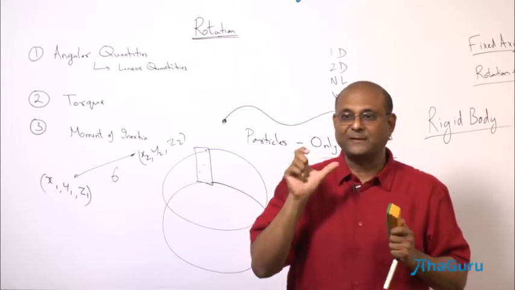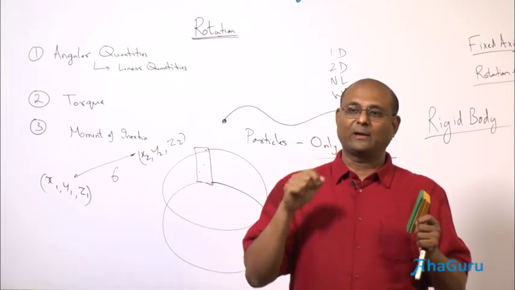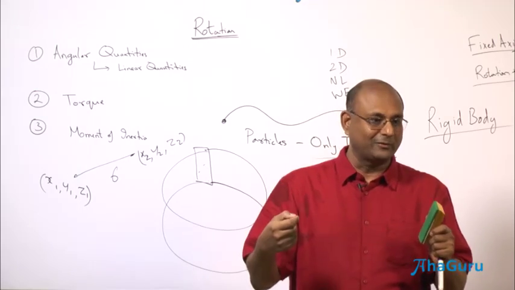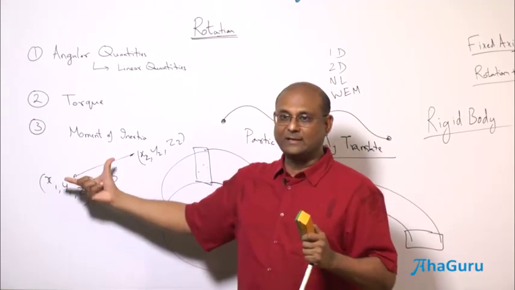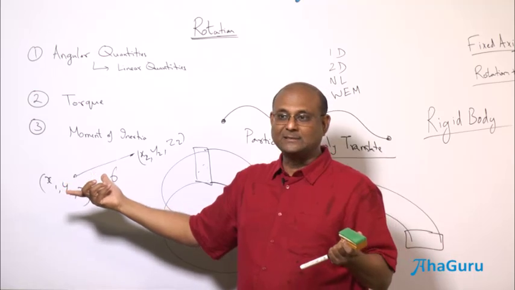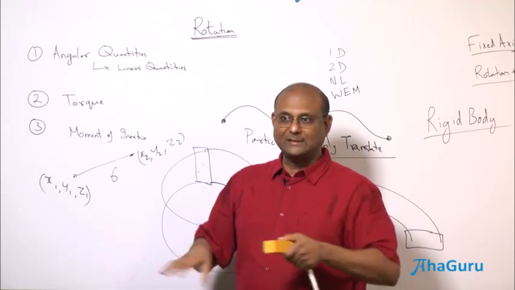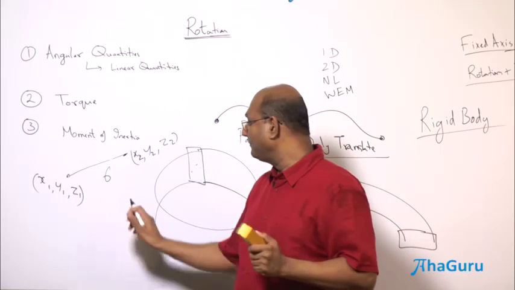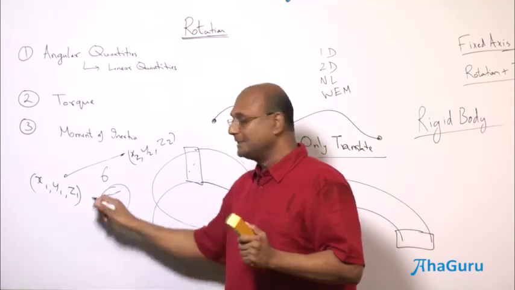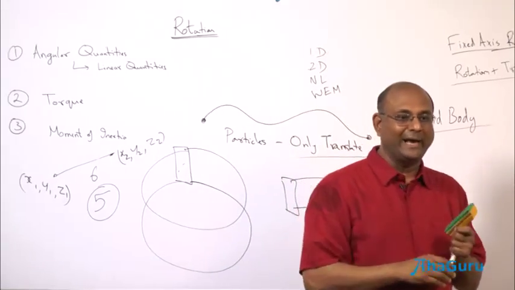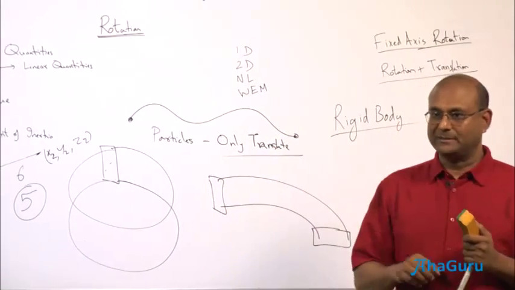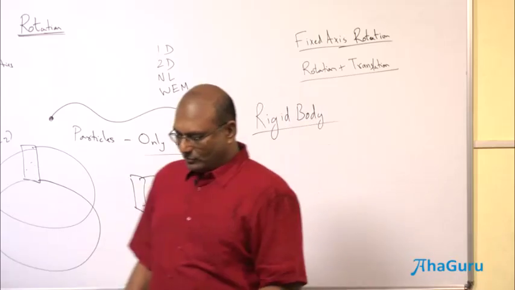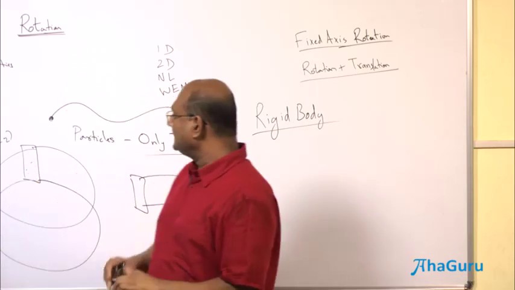But if this distance is fixed, there is a condition: (x2 minus x1) square plus (y2 minus y1) square plus (z2 minus z1) square is d square, which basically means one equation, which is effectively saying instead of 6 variables, how many variables do I have? 5. A general case rigid body has 5 variables. Okay. Now that is the general case.